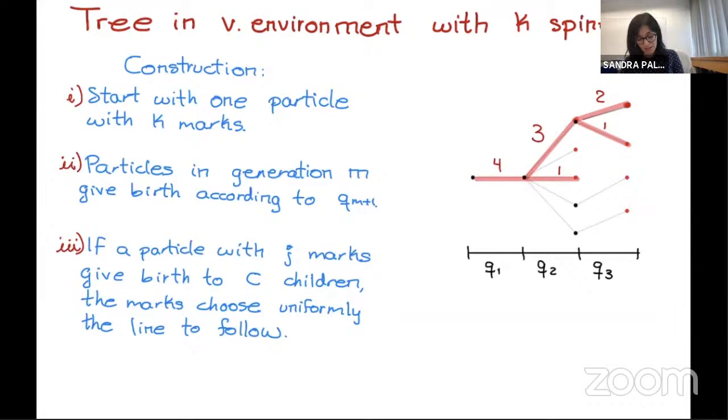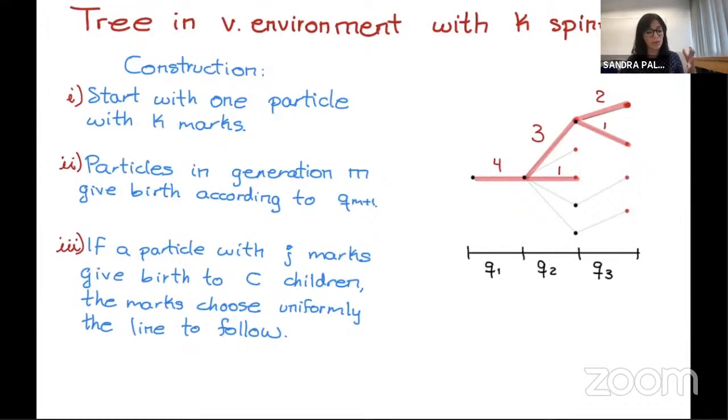Then this individual gives birth accordingly to Q2, and it gives birth to 5 individuals, and then the marks move uniformly to all of them. So one of them goes to this point, and 3 of them go to the first children. And here again, this new individual gives birth accordingly to Q3, and from the 2 children that it has, the marks move uniformly. And in this case, since this individual didn't have children, then the marks stay there.